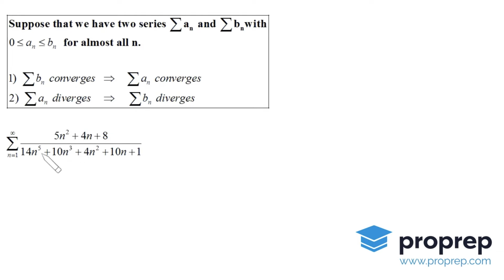So let's see. Roughly speaking, with polynomials, rational functions, what really counts are the leading terms. And in general, this series behaves like, I'll write that using a squiggly line, the leading terms, which is the sum from n equals 1 to infinity of 5n squared over 14n to the fifth. I forgot the sigma.